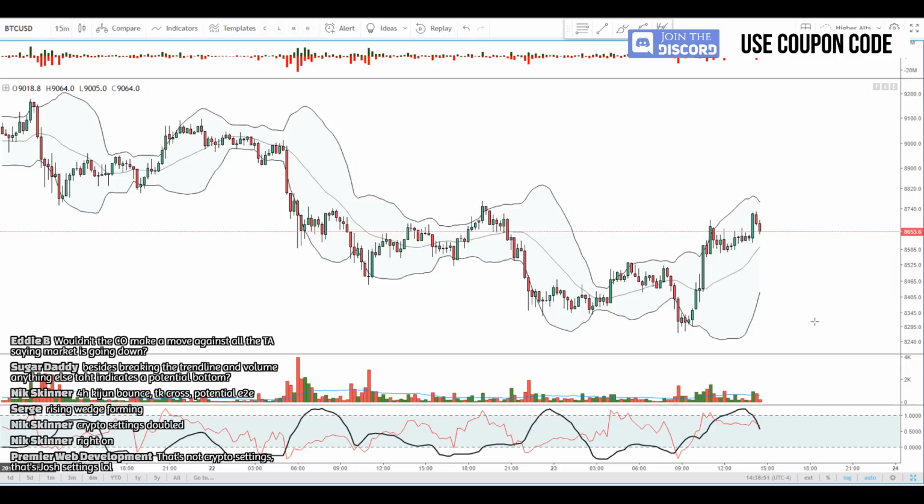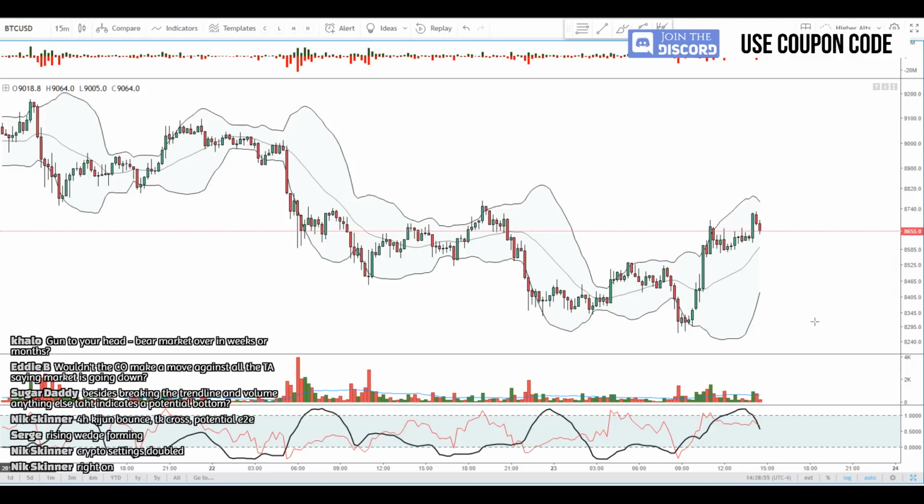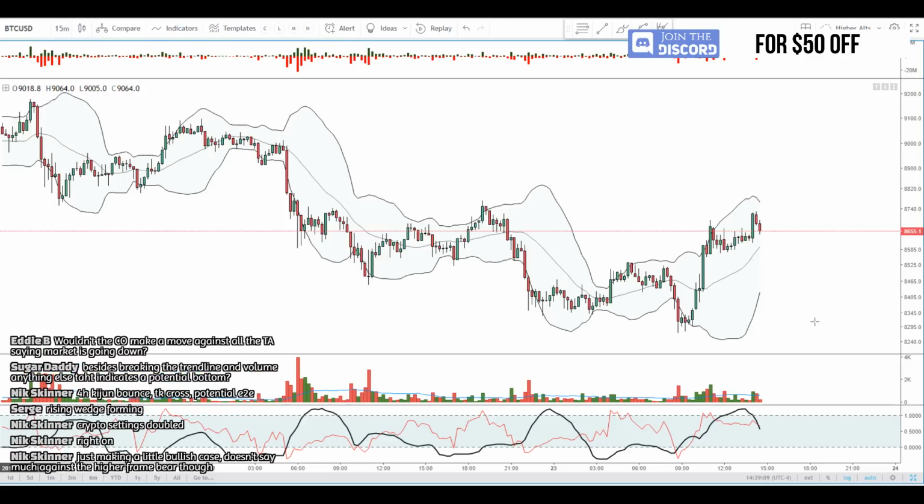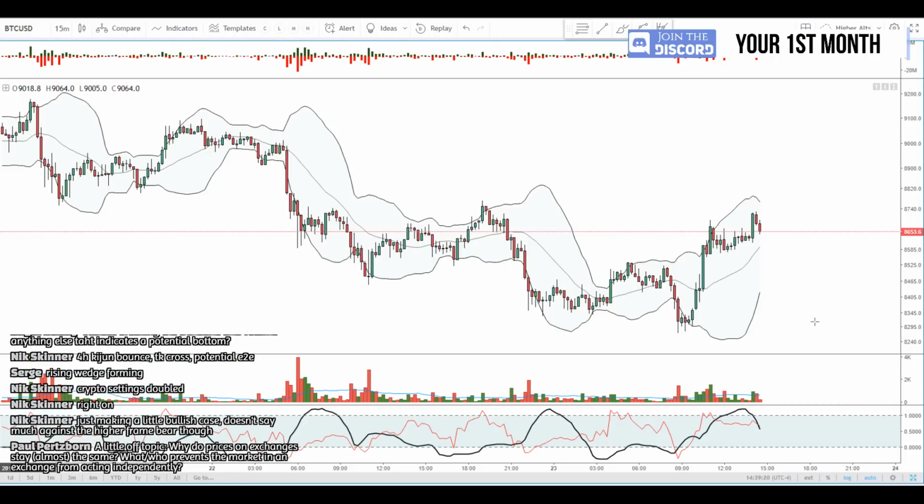That's not crypto settings, that's Josh's settings. Yeah, I mean, I know a lot of people that trade crypto with Ichimoku. Even the Chaos Trader, the guy a lot of people cite for reference on Ichimoku stuff, he trades standard default settings. So. Just making a little bullish case doesn't say much against the higher time frame. Yeah, I agree.